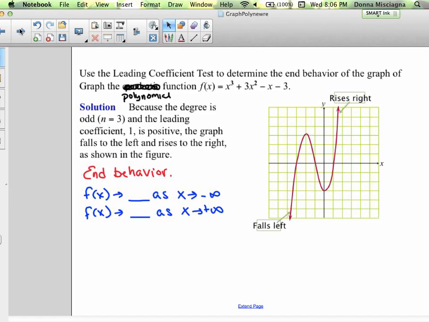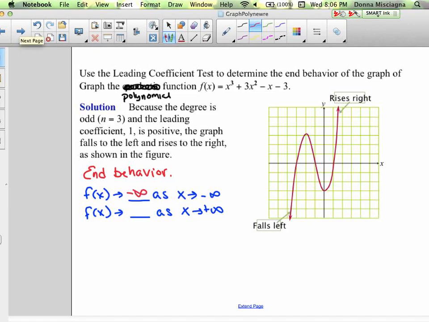But that is not how we're going to write end behavior. Falls to the left, rises to the right, that's not mathy. We're going to put it in correct mathematical notation. So we're going to identify what the function is doing as x approaches negative infinity and positive infinity. So f of x approaches what as x approaches negative infinity? Well, if it's falling to the left, it starts low. What's low? Low is negative infinity.